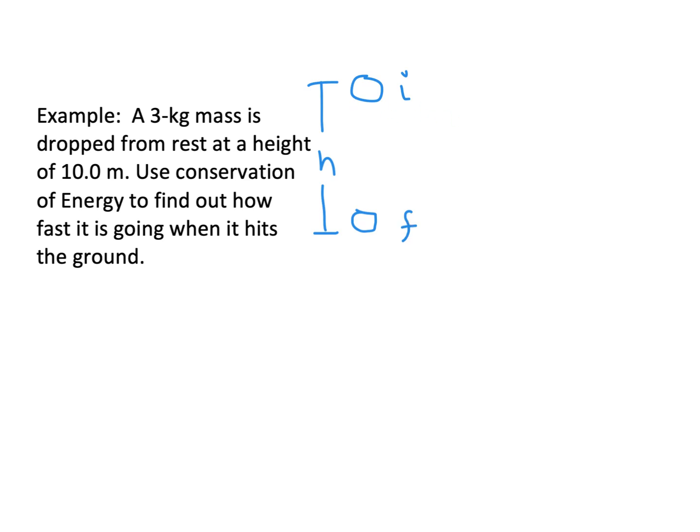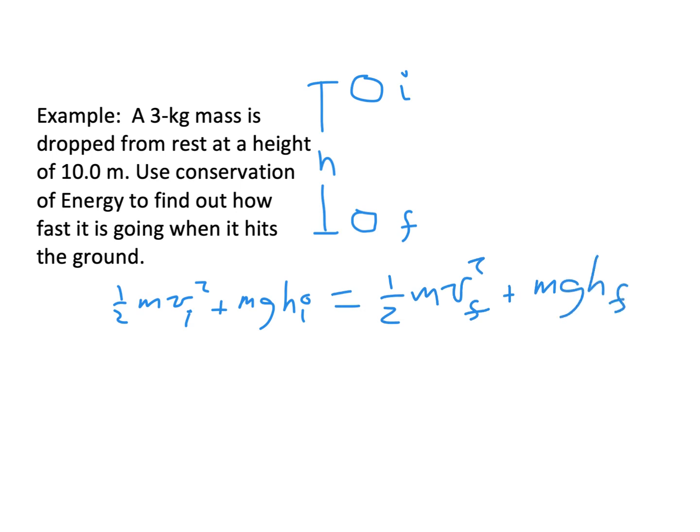What's the energy at the initial position? The energy at the initial position is 1/2 times the mass times the initial speed squared plus mg times the initial height. That is the potential energy it has at the first position, the initial position. And that has to equal 1/2 m v final squared plus m g h final. And so this is the kinetic energy it has in the final position and the potential energy it has at the final position.